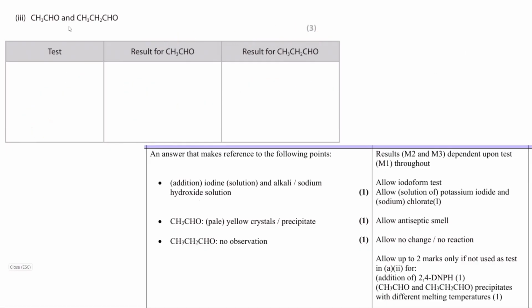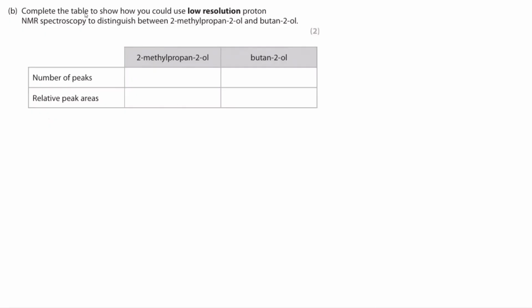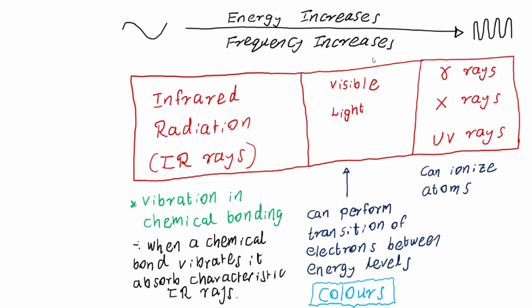They are saying to complete the table to show how you could use low resolution proton NMR spectroscopy to distinguish between 2-methylpropan-2-ol and butan-2-ol. Right, what is this low resolution NMR? I think we discussed IR in the last paper, so I'm not going to discuss it again, but I'll discuss this NMR.